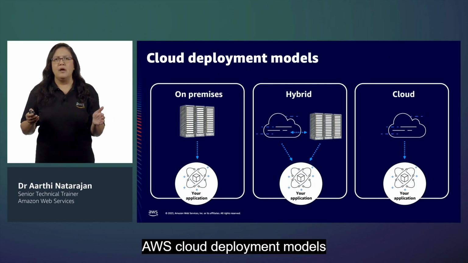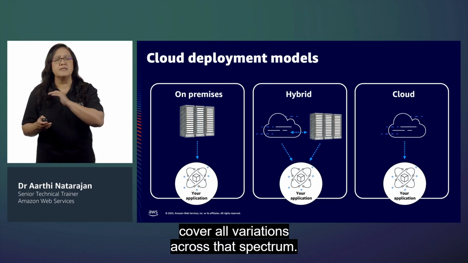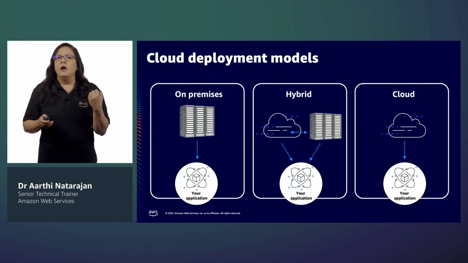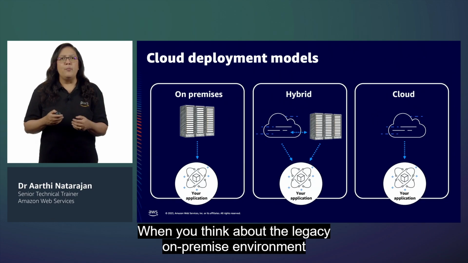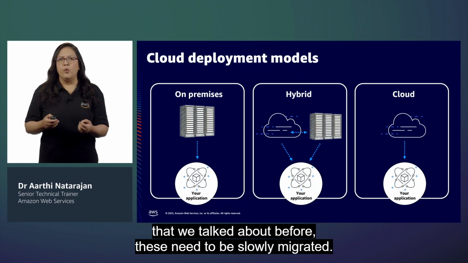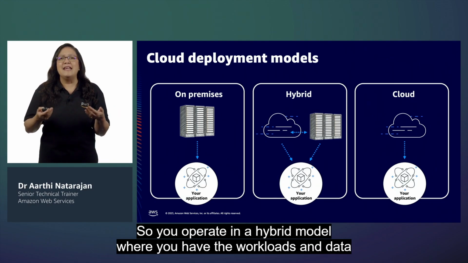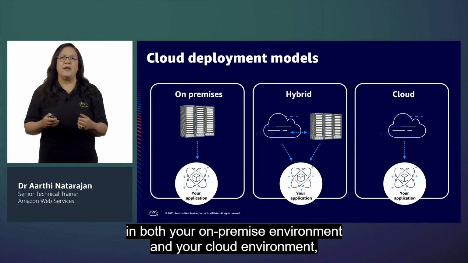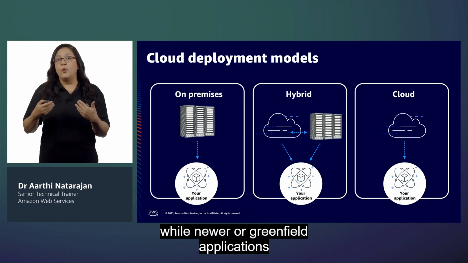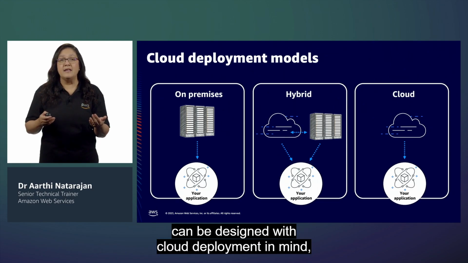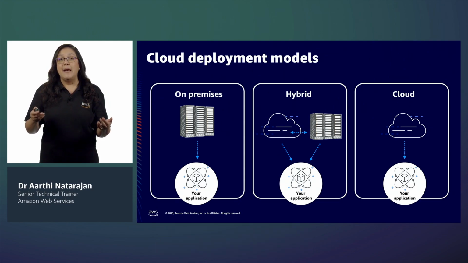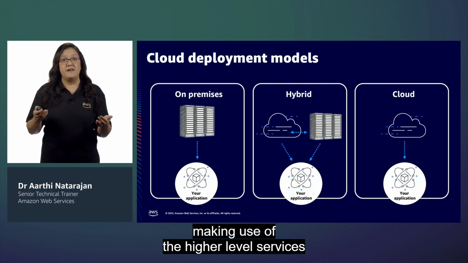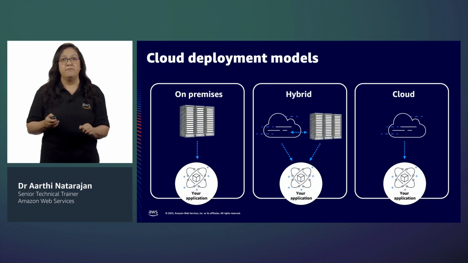AWS cloud deployment models cover all variations across that spectrum. When you think about the legacy on-premise environment that we talked about before, these need to be slowly migrated. So you operate in a hybrid model where you have the workloads and data in both your on-premise environment and your cloud environment. While newer or greenfield applications can be designed with cloud deployment in mind, making use of the higher level services and cloud native design.